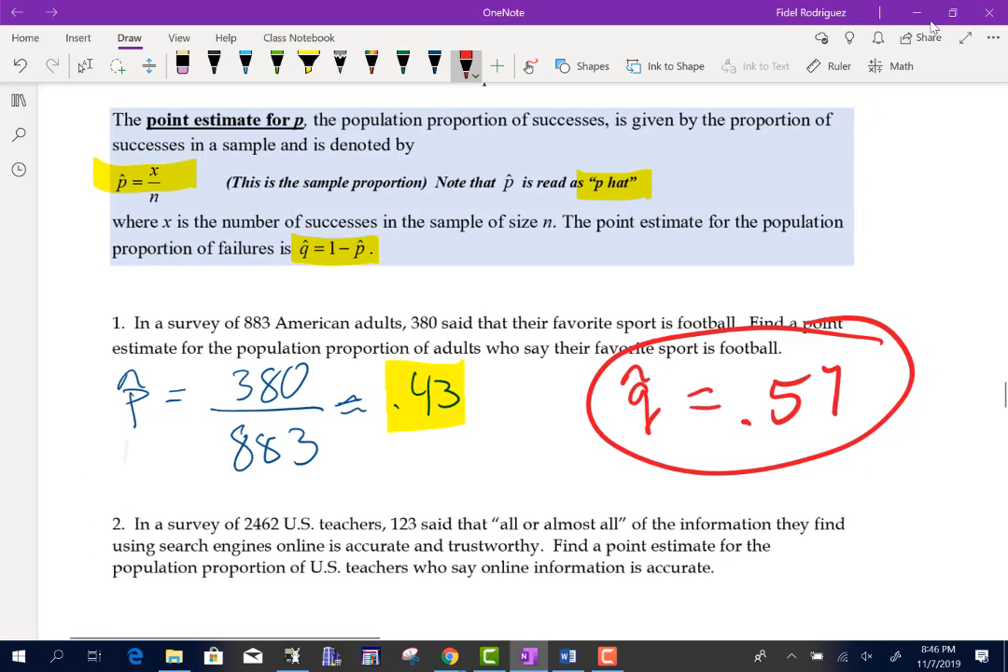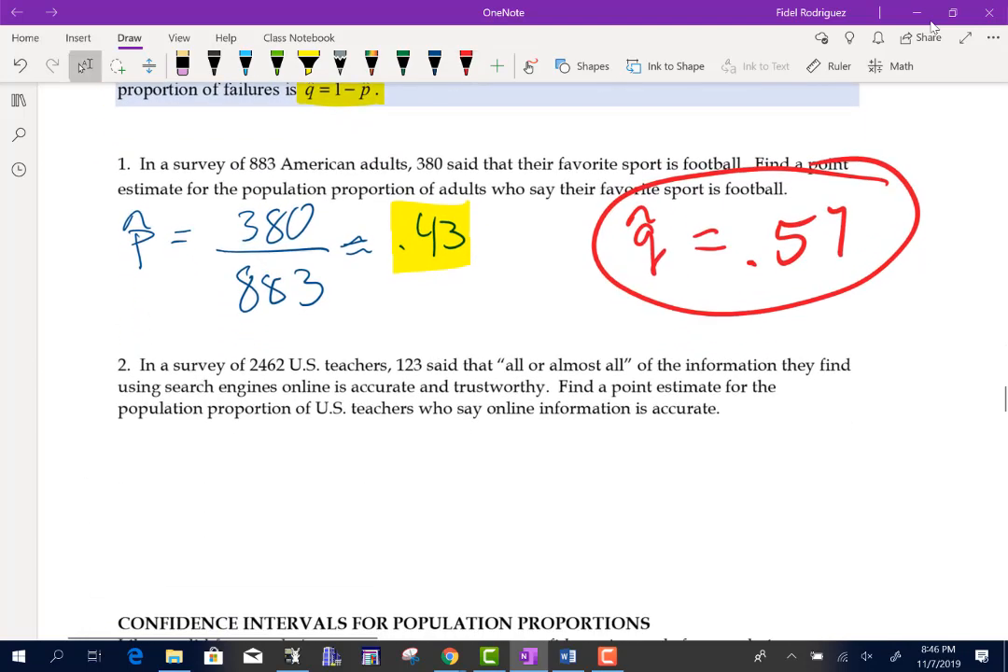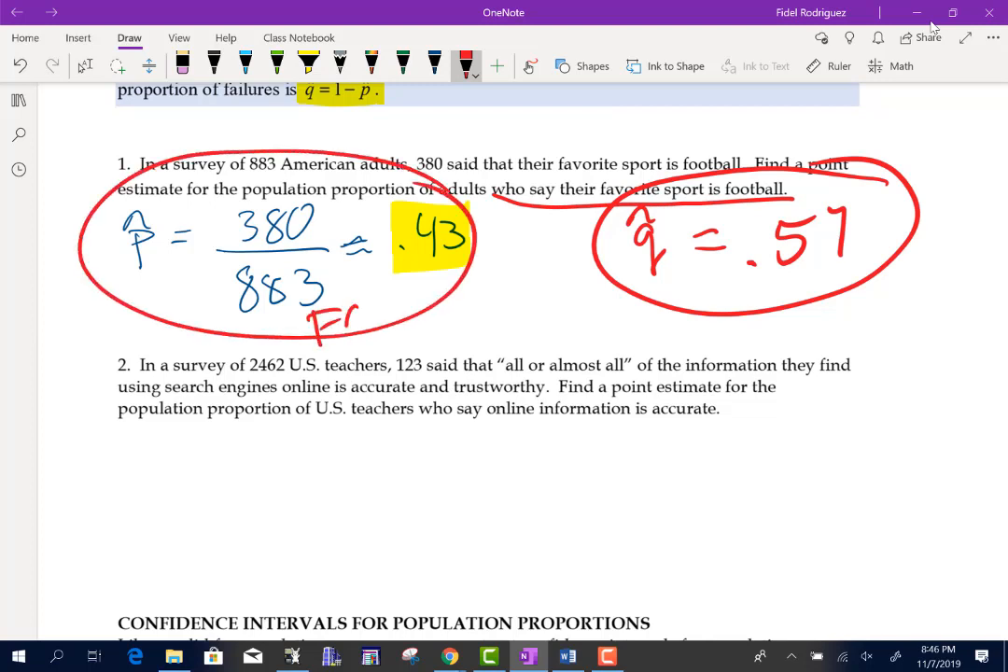All right, so guys, let's do the same thing. So the answer for the first part says, estimate the population proportion for adults who say football is their favorite. Which one liked football? The 43, right? So this is the one that liked football. These people here, not football, right? I don't know what they like, but I know it's not football. So far, so good? They could have said any other sport, right? I don't know what they said, but they didn't say that football was their favorite.